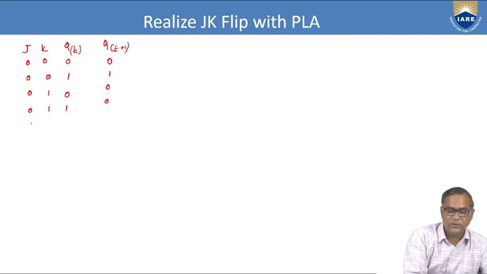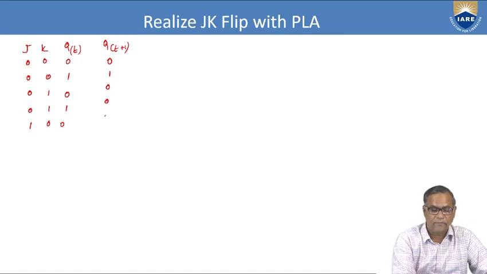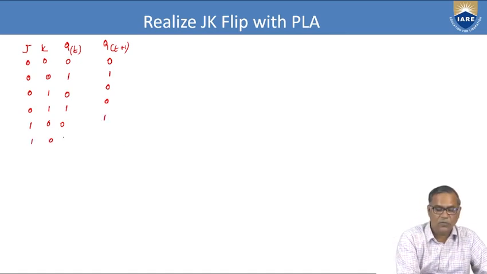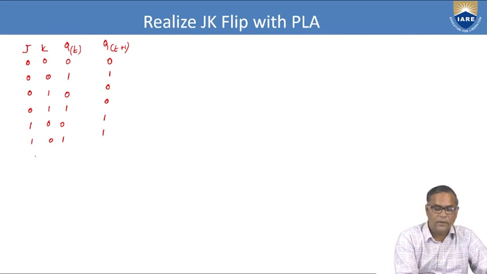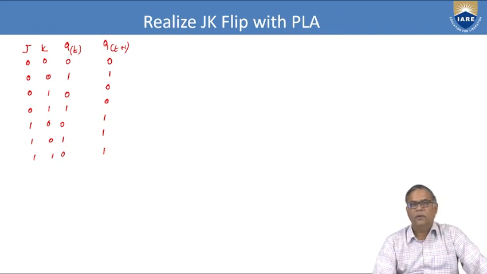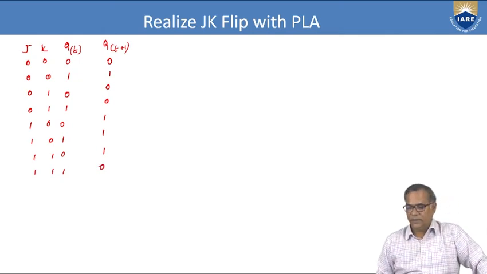And when it is 1, 0, 0, you get the output as 1. And 1, 0, 1, you get the output as 1. And 1, 1, 0, also you get the output as 1. When you have all ones, you get the output as 0. So this is the truth table of JK flip-flop.